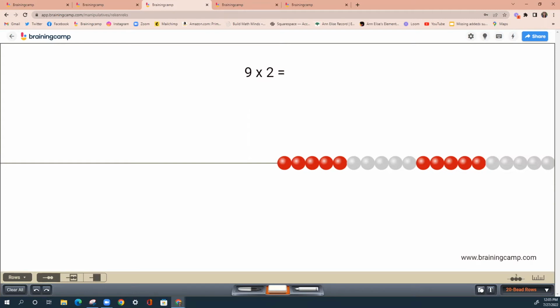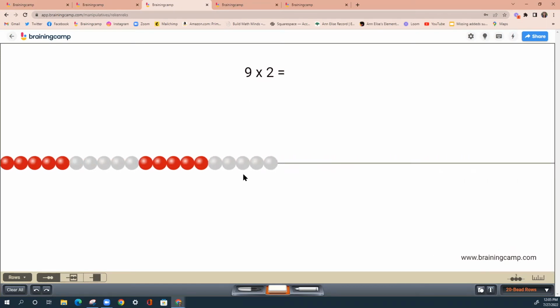So let's take a look at 9 times 2. So 9 groups of 2. This entire row of beads is 20. So if I think about 10 groups of 2 being 20, well, then 9 groups of 2 must be 2 less than that.